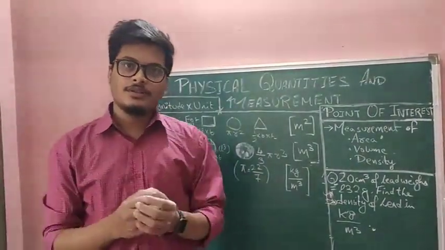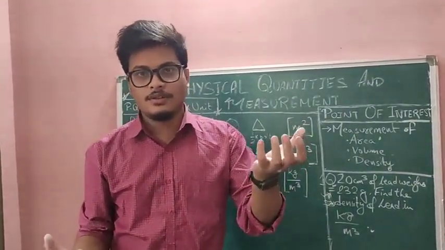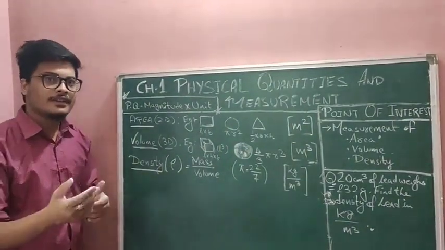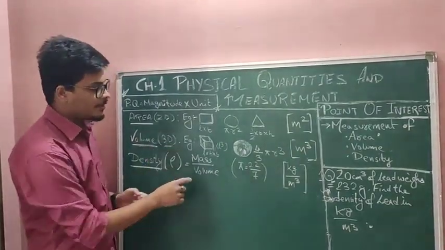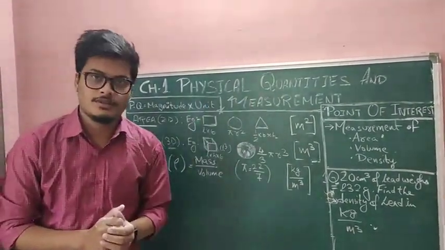Let's check. If I ask you a gold and a water, which one is denser? Obviously gold. So gold has more density than water. And how will you find it? You will find the mass of that particular substance divided by the volume of that particular substance. You will get the density of that particular substance.